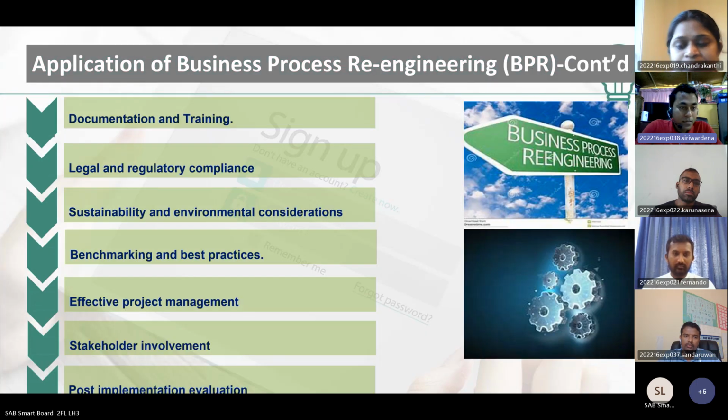Those are documentation and training, legal and regulatory compliance, sustainability and environmental considerations, benchmarking and best practices, effective project management, stakeholder involvement, post-implementation and evaluation. Thank you.